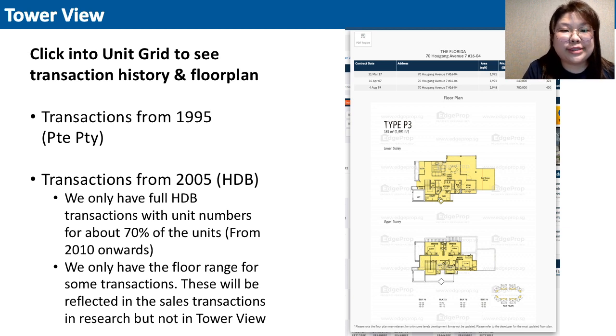So for transactions for private property, it would be from 1995 onwards. Anything before that, we do not have. So if you see an old project that is empty, maybe there were transactions before 95, which we were not able to capture. And then for HDB, we will have transactions from 2005, but if you're looking at those with unit number, it would be from 2010 onwards. So for transactions that we do not have the unit number, you will not be able to see them in Tower View, but you will be able to see them under research, sales transactions in research.